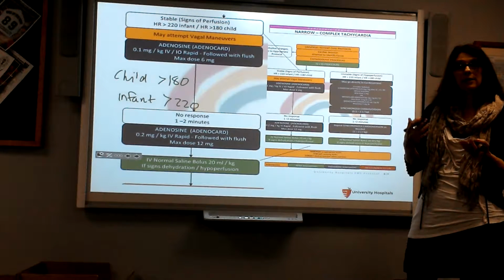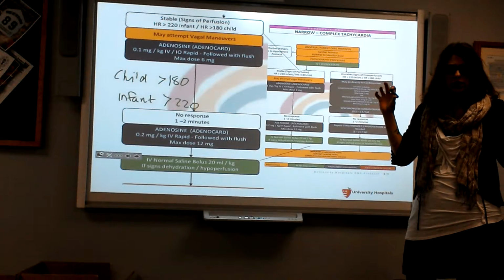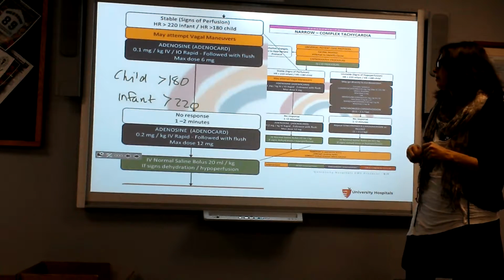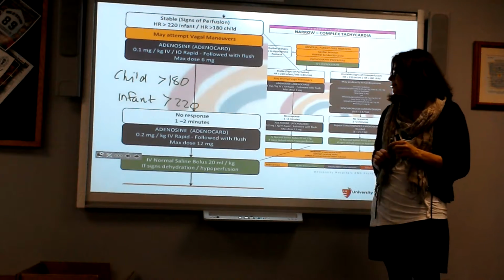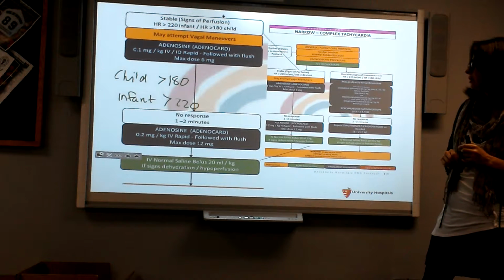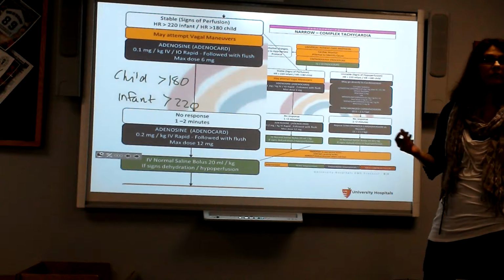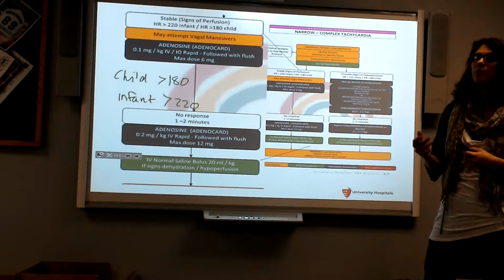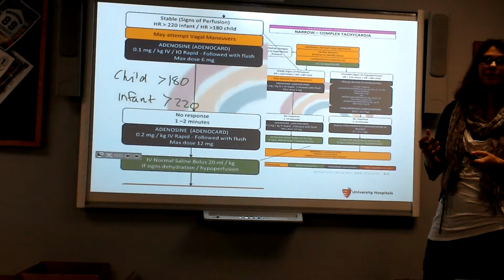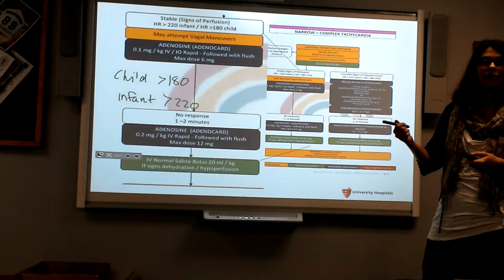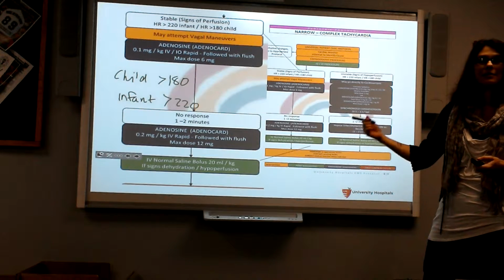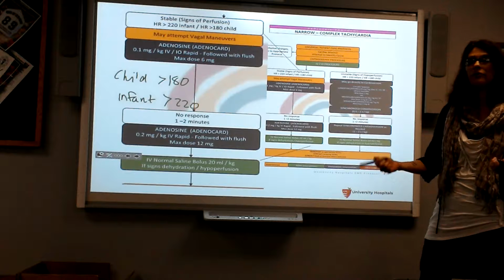Now, if it's an older kid, a toddler, have them be a monster, they go like this, they'll bear down. If that doesn't work, we'll give adenosine, 0.2 milligrams per kilogram. Max dose is 12. Give fluid if they seem dehydrated. And remember when we talked about shock, a 15-month-old doesn't have 5 to 6 liters. So it doesn't take much for them to lose fluid if they're sick.